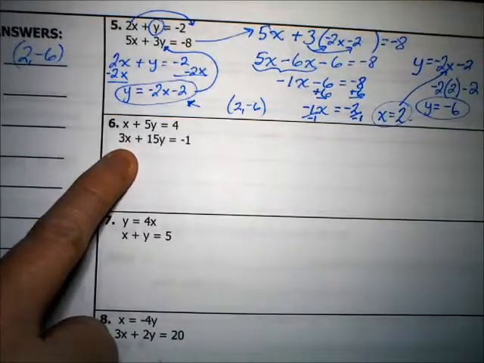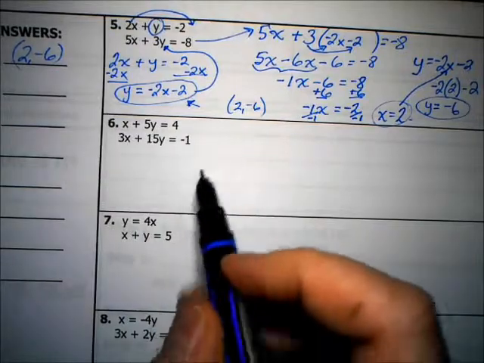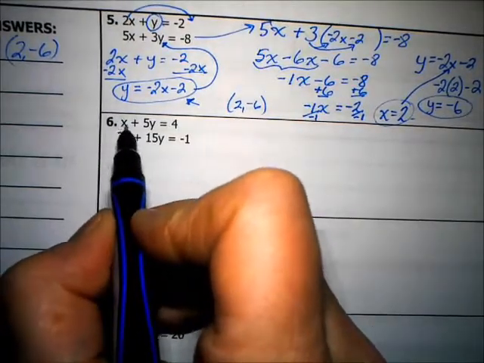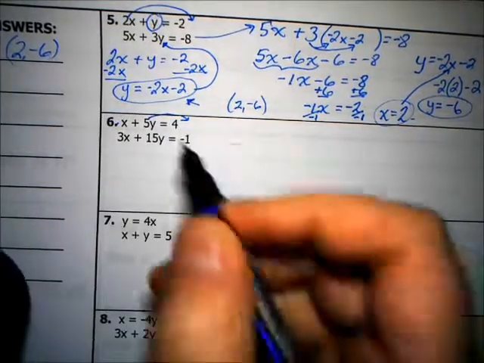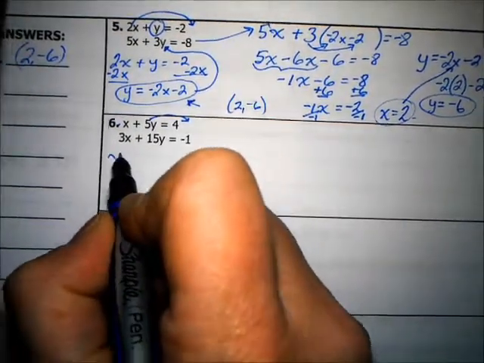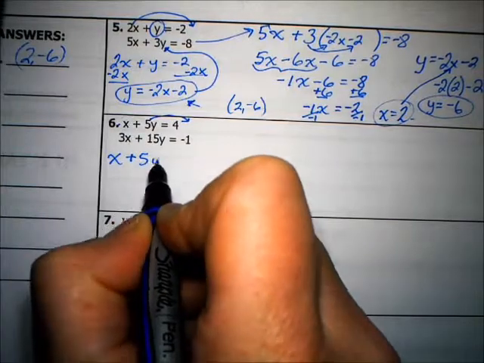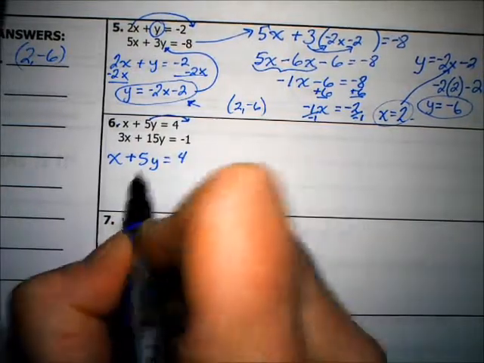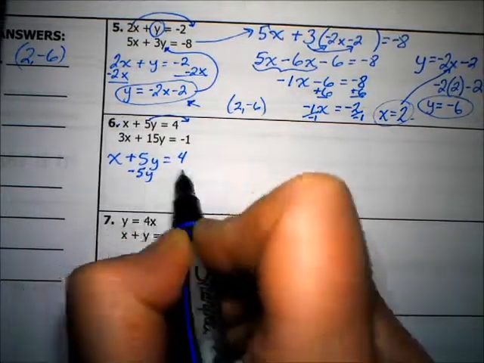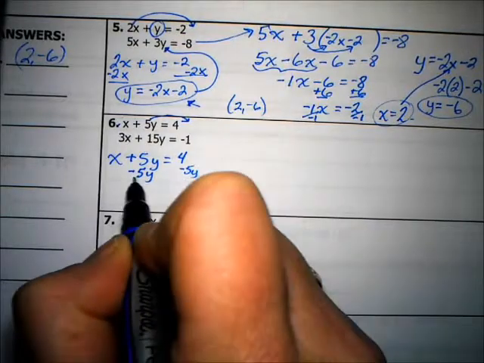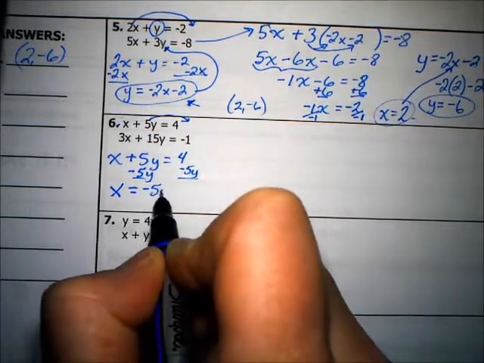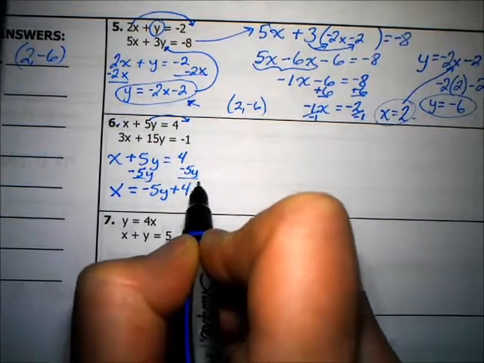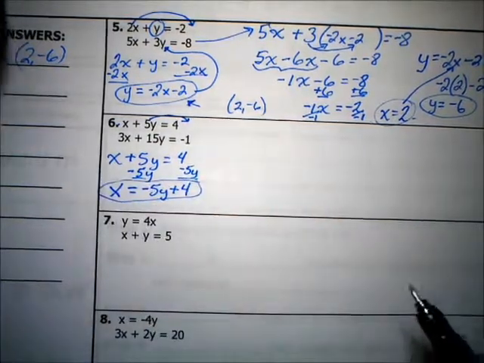Alright, on 6, I notice this has an x by itself, so that means I need to move the y to the other side. So this is the one I'm going to modify. I'm going to rewrite it right here below. And I want to subtract the 5y this time, so that I will have x is equal to negative 5y plus 4. And this is my new equation.